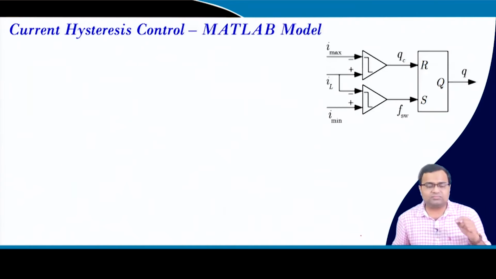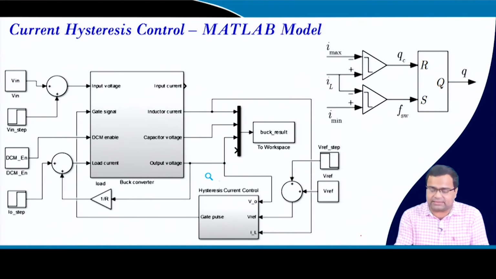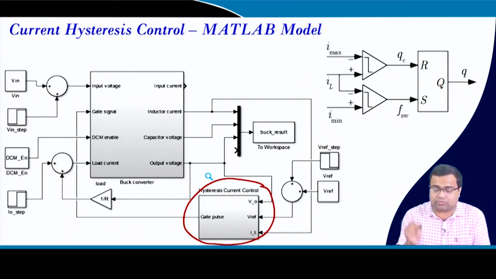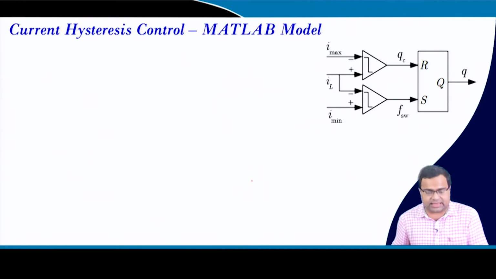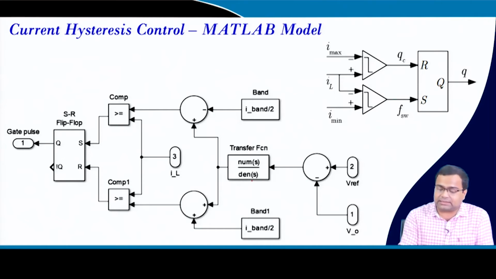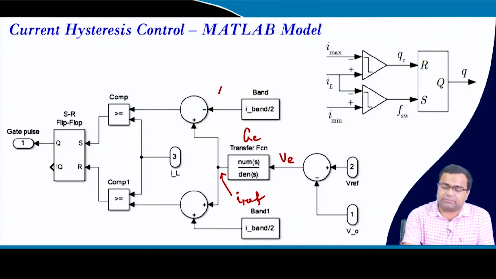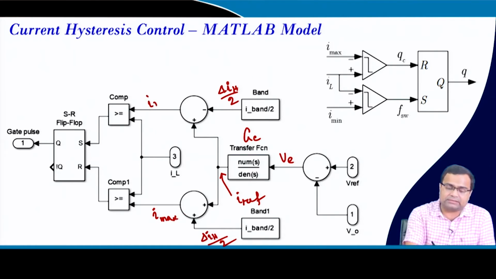Okay. So, current hysteresis band can be realized. Here we are just changing our controller, all other things are the same. This is our reference current and this is our error voltage, this is our controller, and this is delta IH by 2, and this is also delta IH by 2. So this is our peak current, the max value, the upper limit.